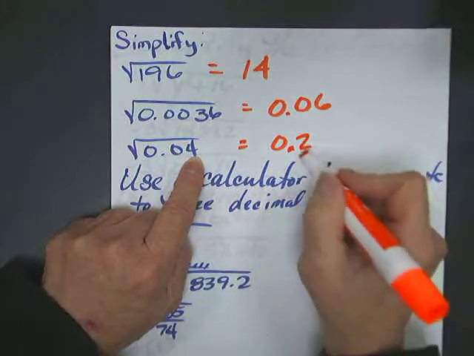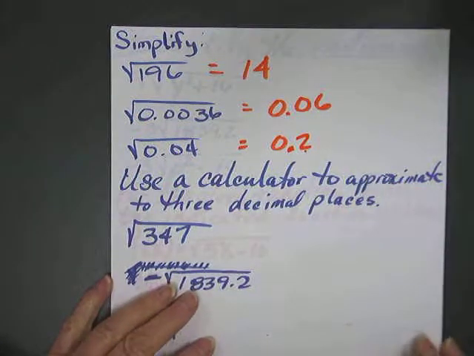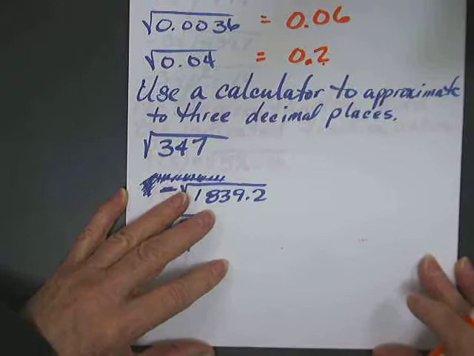0.2? 0.02. No, not 0, 2, just 2. Because there's one number, and then when you multiply it, there'll be 2. Yeah.